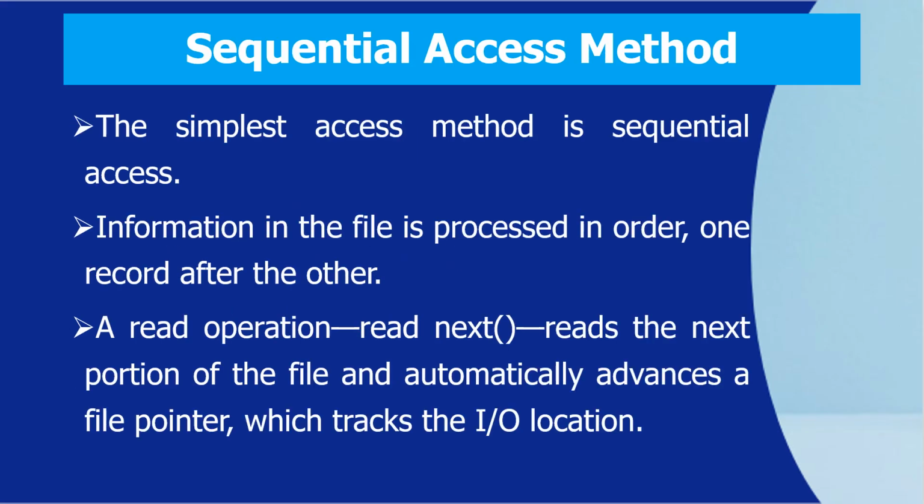Sequential access method. This is the simplest method. Information in the file is processed in order, one record after another. A read operation and then a read next operation. So these are the operations that are useful in the sequential access method. The next position in the file will be read automatically.